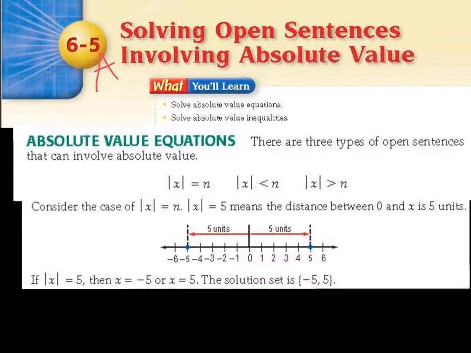So if we look at the case of absolute value of x equals n, or in this case the absolute value of x equals 5, it means the distance between 0 and x is 5 units. So we could either go 5 units to the right and be at positive 5, or 5 units to the left and be at negative 5. So if the absolute value of x equals 5, x equals either negative 5 or 5, so the solution set is negative 5 or 5.